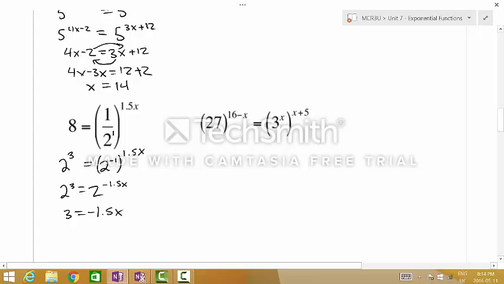Now that we have that common base of 2 and our exponents are completely expanded, we're going to ignore the base, write the exponents equal to each other, and solve for x. So we have 3 divided by negative 1.5, which is negative 2, equal to x. Those negative 1.5s on the right hand side cancel each other out.